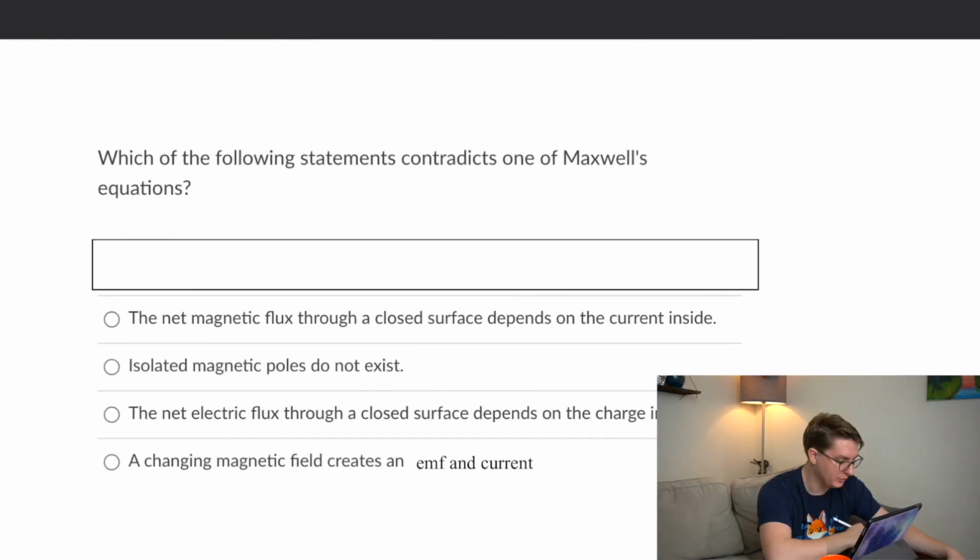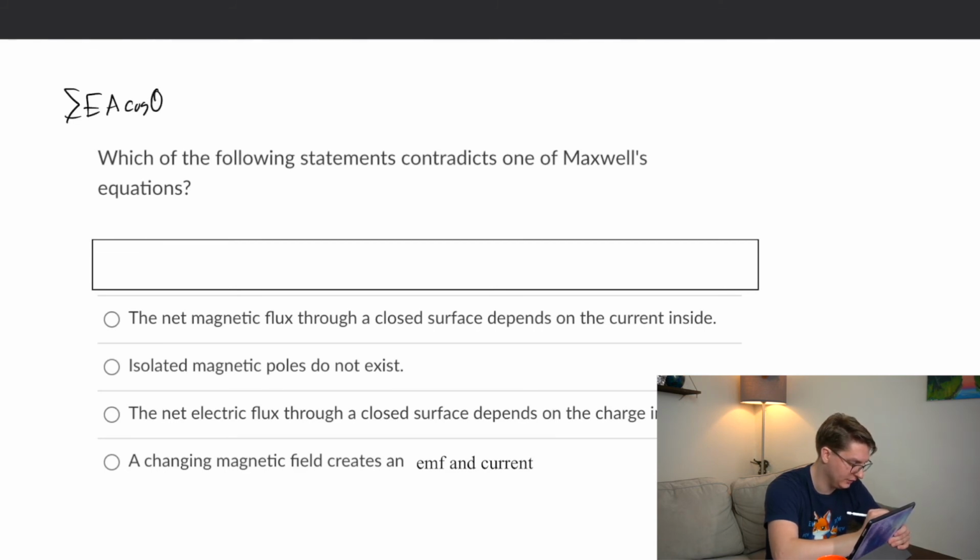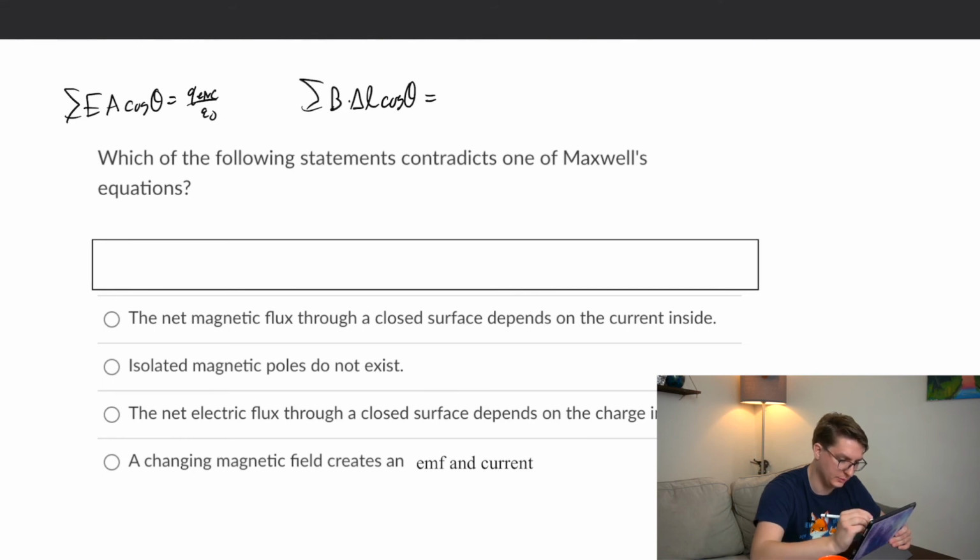Okay, let's keep going. Which of the following statements contradicts one of Maxwell's equations? So what are Maxwell's equations? There's a lot of ways to write them down. I'm going to write it down the algebra-safe way. We had Gauss's law, which looks like Q enclosed over epsilon naught. We have Ampere's law, which looks like the sum of B cosine theta delta L equals mu naught I enclosed. We have Faraday's law, which just looks like EMF equals negative N change in magnetic flux over time.